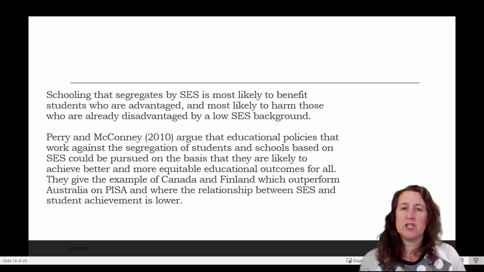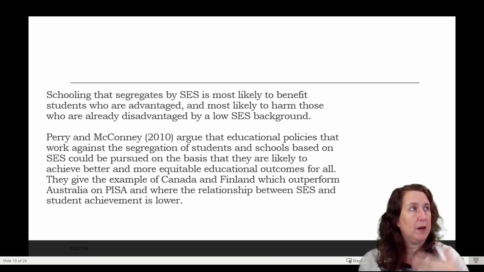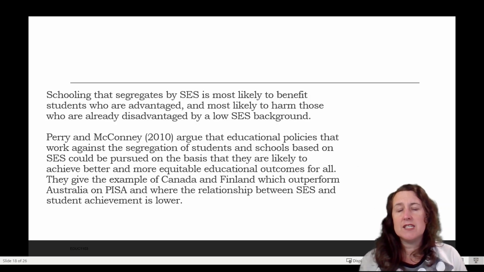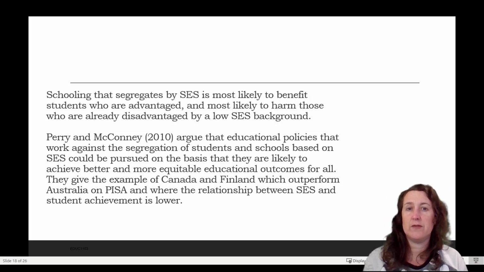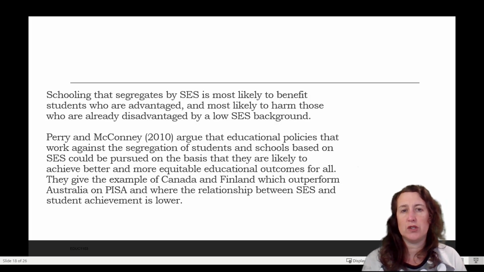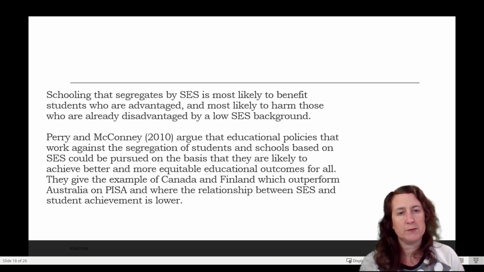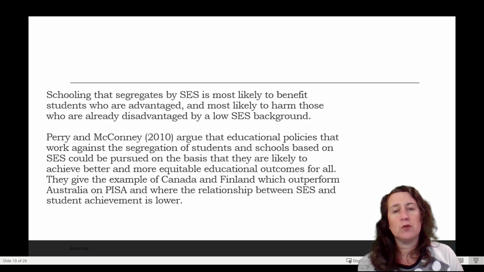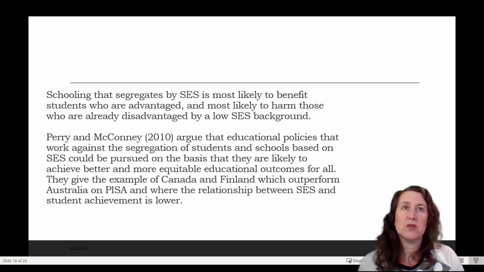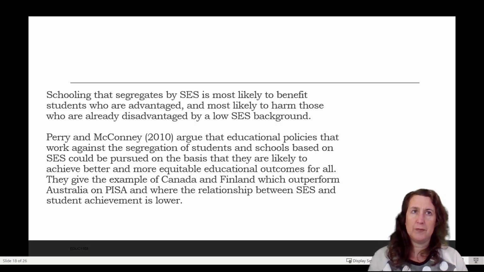Schooling that segregates by socioeconomic status, which is what we're developing patterns of doing here in Australia, is most likely to benefit students who are already advantaged and most likely to harm those who are already disadvantaged by a low socioeconomic status background. Perry and McConney argue that educational policies that work against the segregation of students in schools based on SES could be pursued on the basis that these are likely to achieve better and more equitable education outcomes for all. And they give the example of Canada and Finland, which outperform Australia on PISA, and where the relationship between socioeconomic status and student achievement is lower.